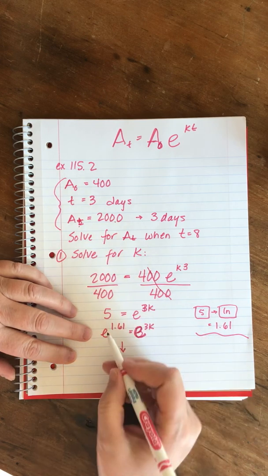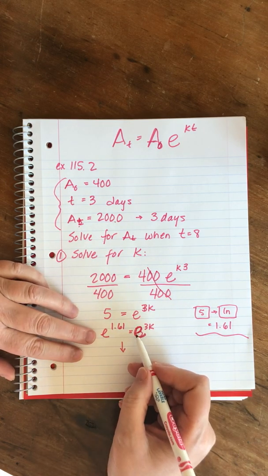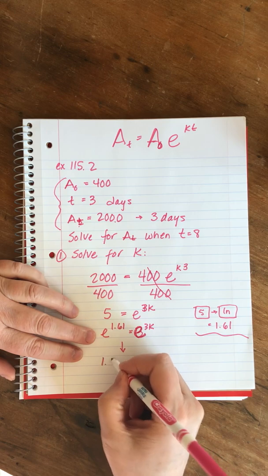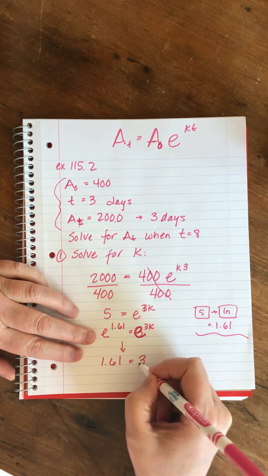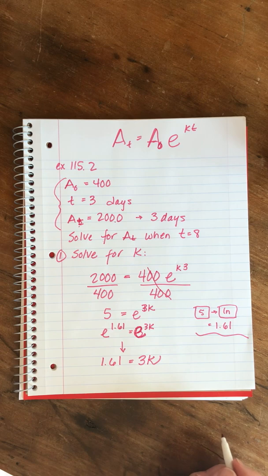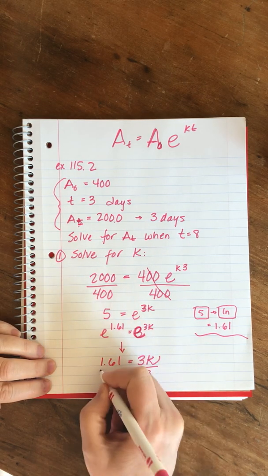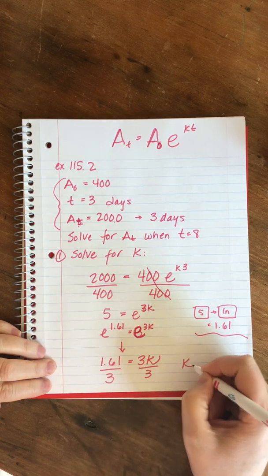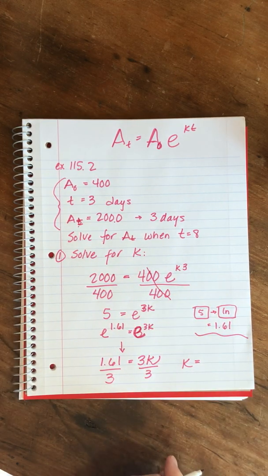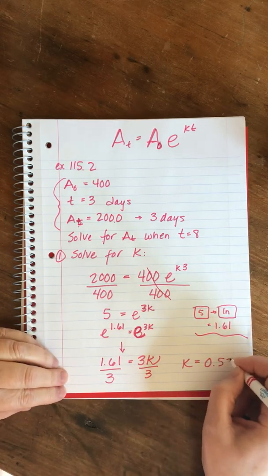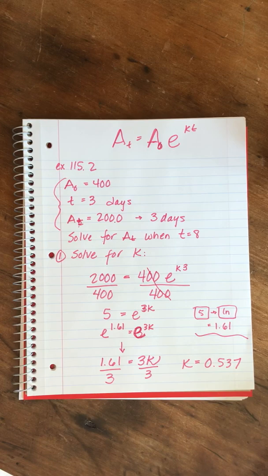Now, because we only have one term on each side and they both are base e's, we can take off the exponents and solve them as their own little equation. So we will divide both sides by 3. And that tells us that k equals 0.537. Okay? That's step 1, you guys. That is step flipping 1.